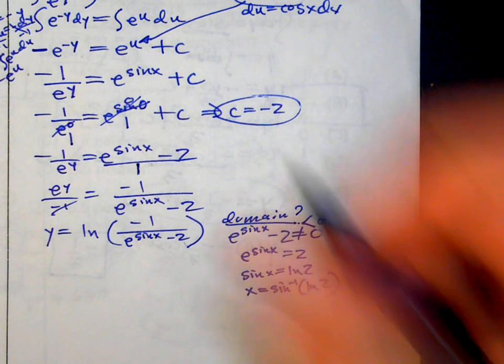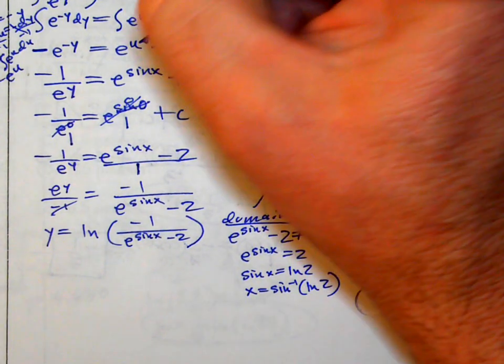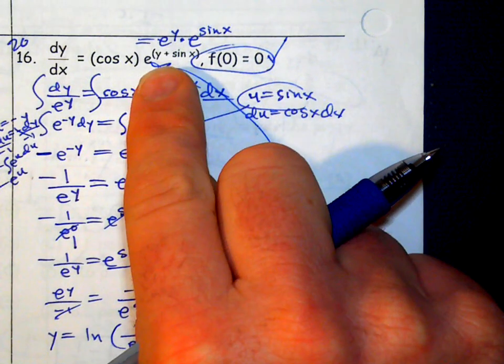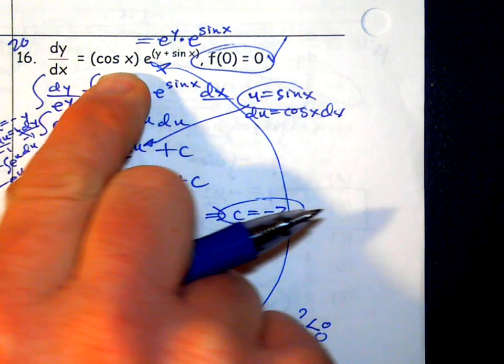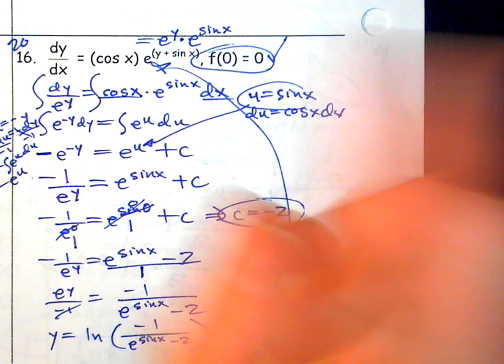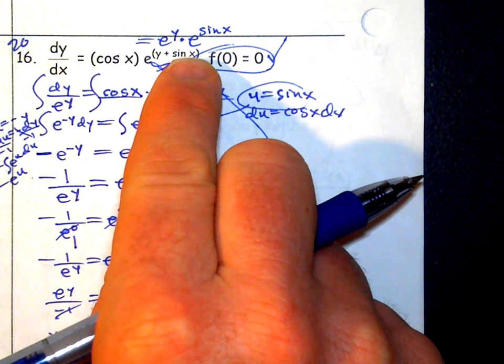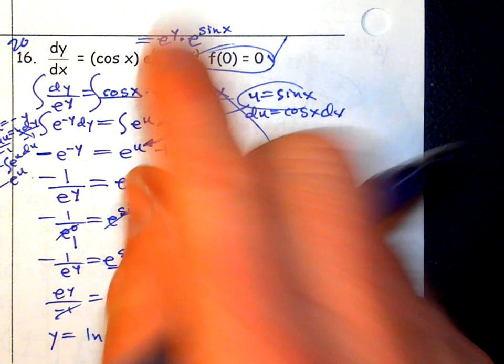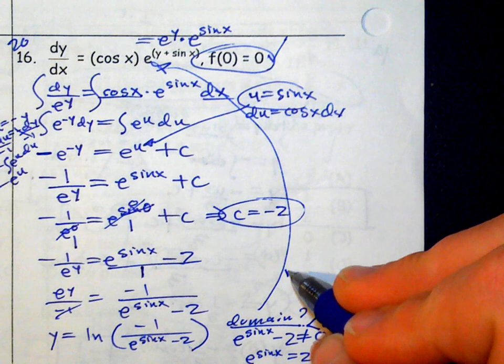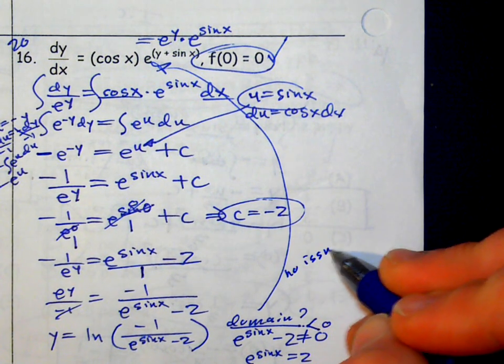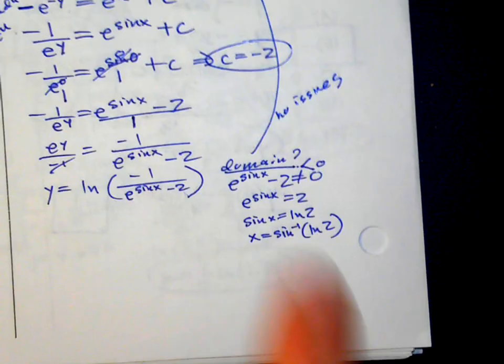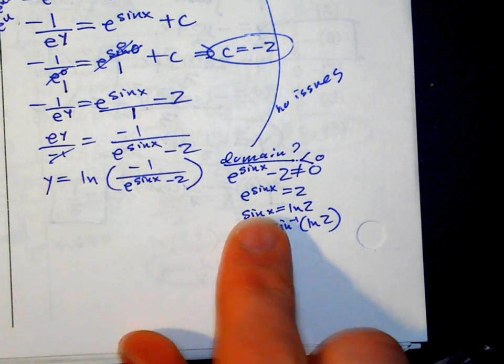Let's go up here and say, are there any values up here that are bad? Any values of x that you can't plug in cosine? No. Any values of e you can't raise? No. Any values of x you can't plug in sine? No. So there's actually no issues from the derivative. It's all tied to this.